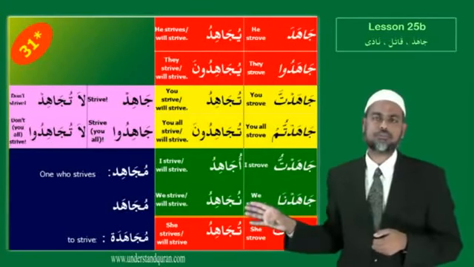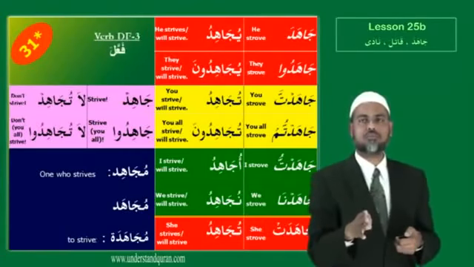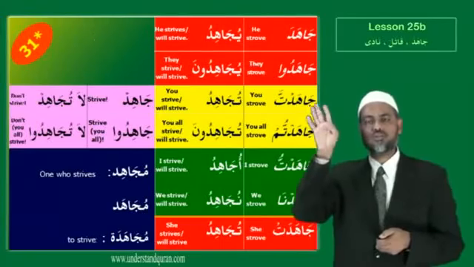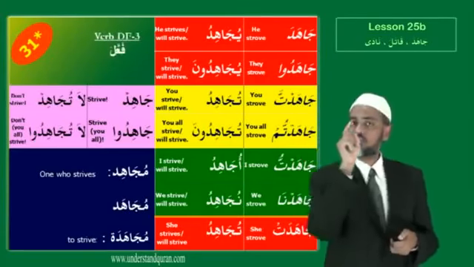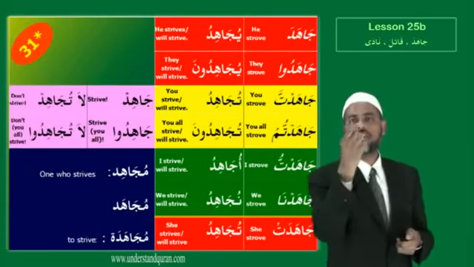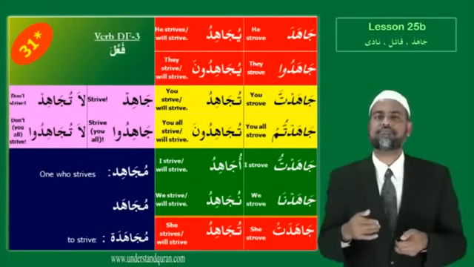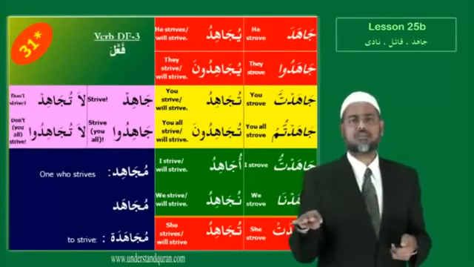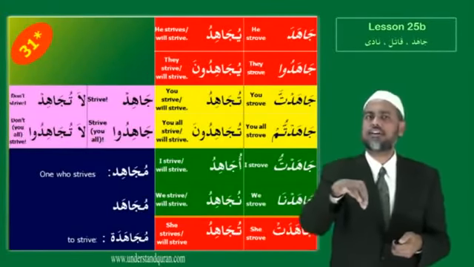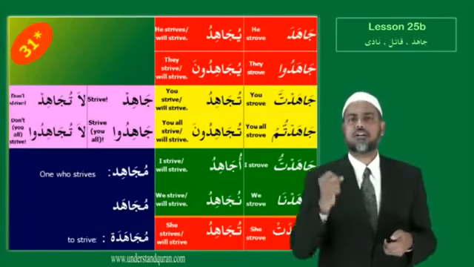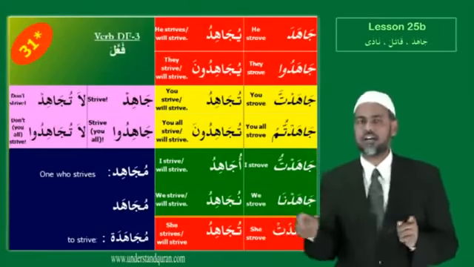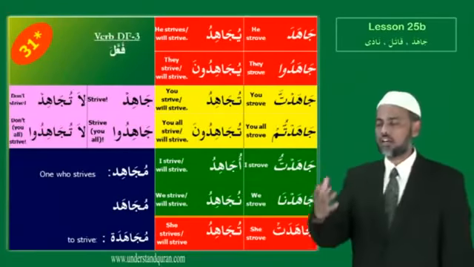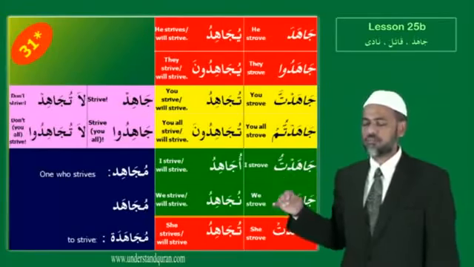Jahada, jahadu. Jahadta, jahadtum. Jahadtu, jahadna. Yujahidu, yujahiduna. Tujahidu, tujahiduna. Ujahidu, nujahidu. Jahid, jahidu. La tujahid, la tujahidu. Mujahid, mujahad, mujahada. Huwa jahada, hiya jahadat. Huwa yujahidu, hiya tujahidu.